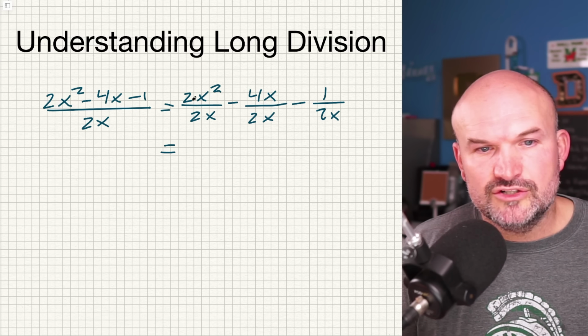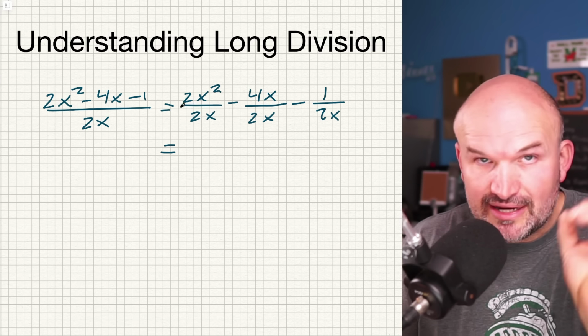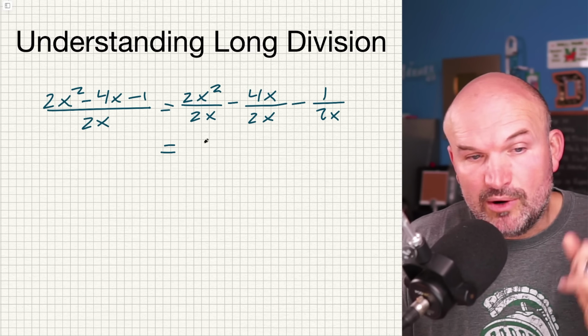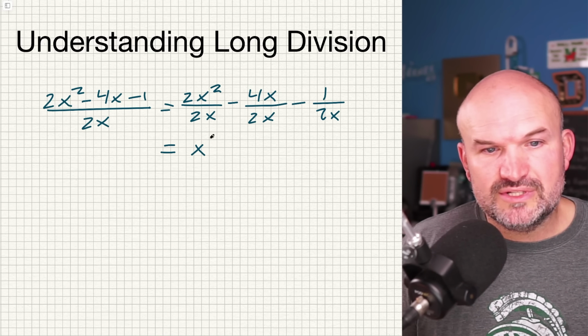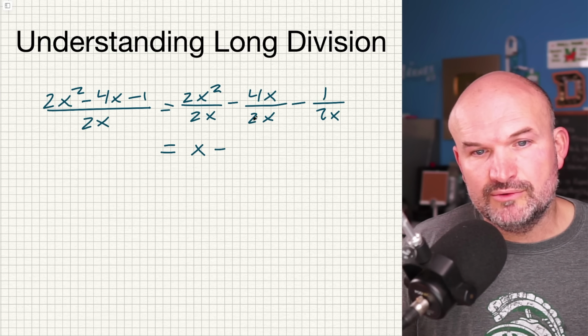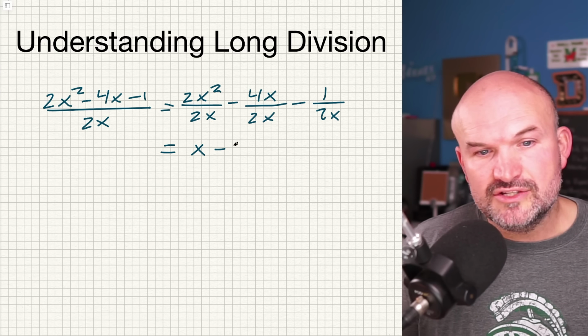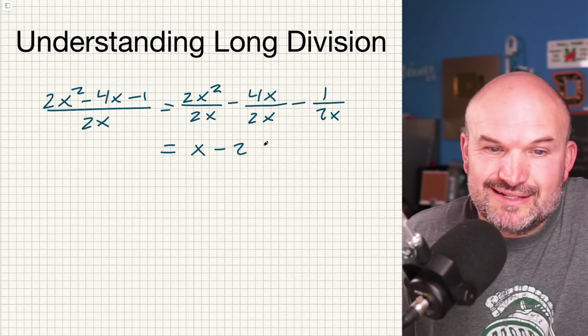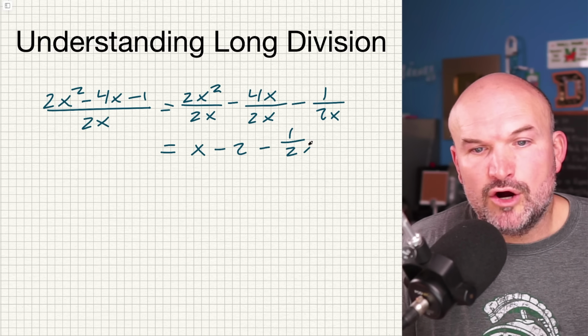So the final answer here, 2x squared divided by 2x, right? Now, again, use the rules of exponents, right? X squared divided by x is just going to be x. The 2's divide to 1. That's your division property. So that's going to give me an x to the first power. Therefore, the x's here divide out. So that's going to give me an x minus 2. And then over here, you can see we have this negative 1 over 2x. Can't do anything else with it. So 1 over 2x.